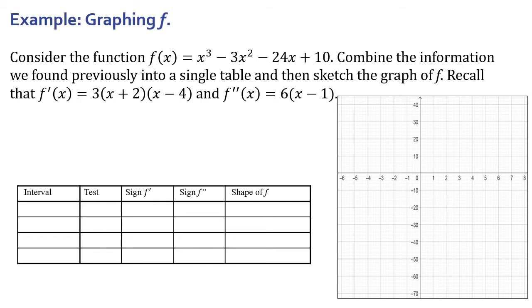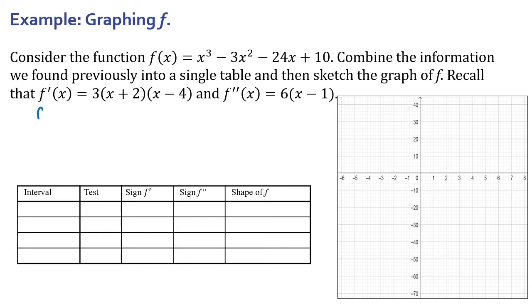Knowing these steps now, let's go back and combine everything that we found previously into a single table and then sketch the graph of f. I put on here exactly what we found for the first derivative and second derivative. The first derivative of x was 3 times the quantity x plus 2 times the quantity x minus 4. The second derivative was 6 times the quantity x minus 1.